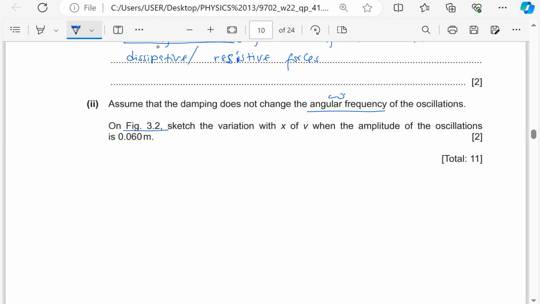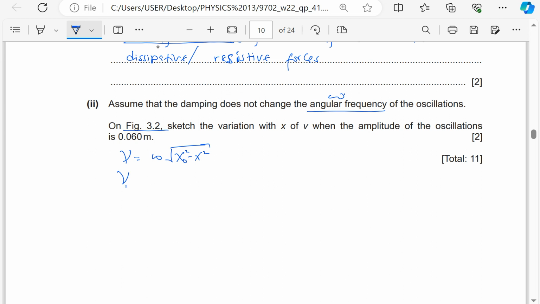Sketch the variation of x with v when the amplitude of the oscillations is 0.060 meters. So first of all, we know that maximum velocity is going to be maximum. Velocity is maximum when the displacement is 0. So let's first find the maximum velocity, using v equals omega times the square root of x naught squared minus x squared.